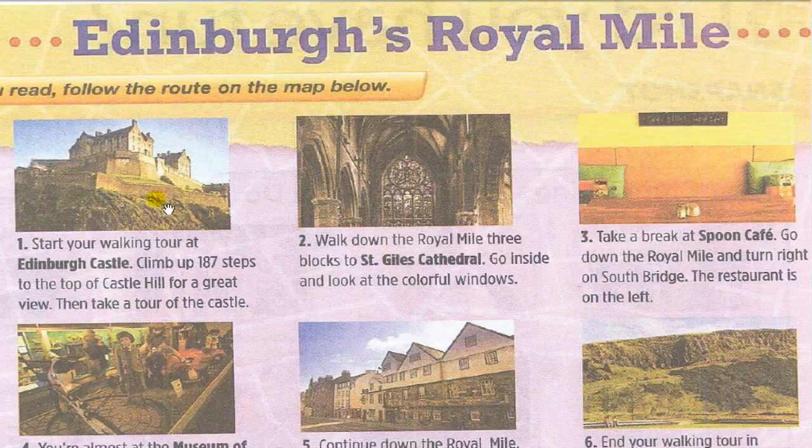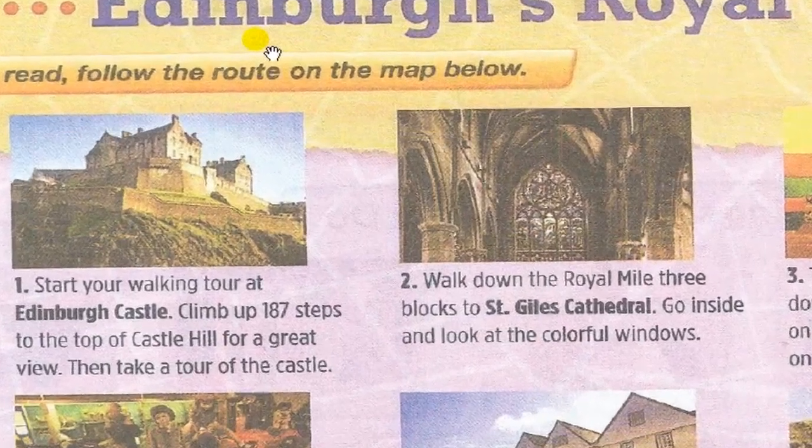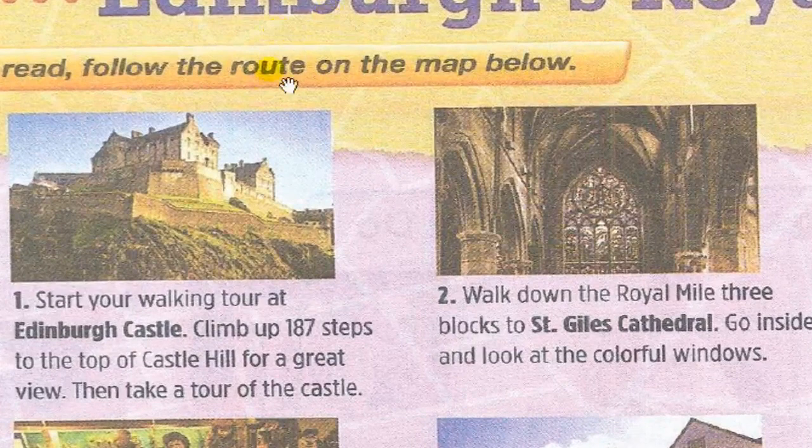Page 91, Exercise 11, Reading. Edinburgh's Royal Mile. 1. Start your walking tour at Edinburgh Castle. Climb up 187 steps to the top of Castle Hill for a great view. Then take a tour of the castle.